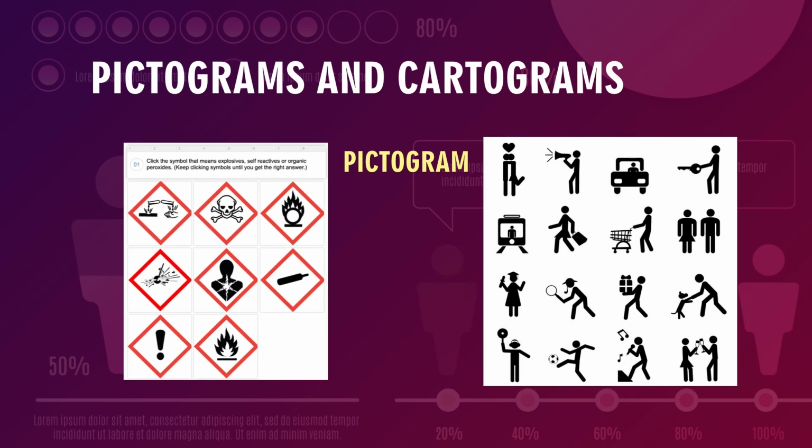That is because there are certain pictures, and if you see this image, these are the symbols that mean explosive or self-reactive or organic peroxide. And if you see at the right side, you will find a lot of images which are self-explanatory in nature, and they talk about certain symbols which can be linked with that.